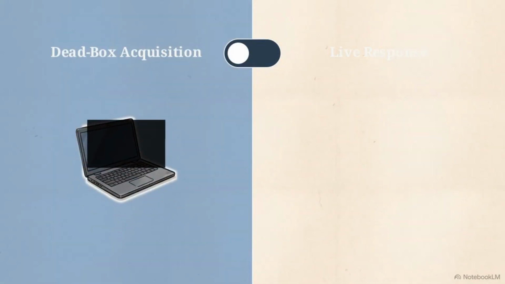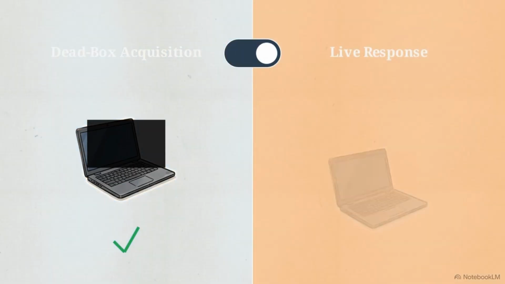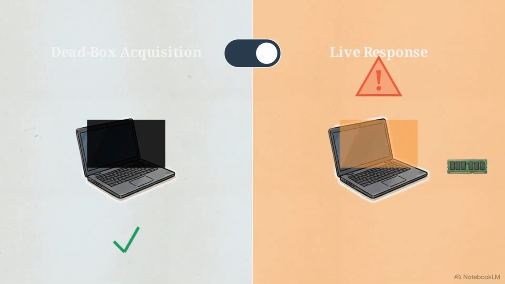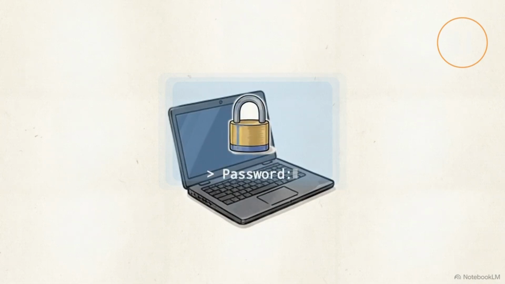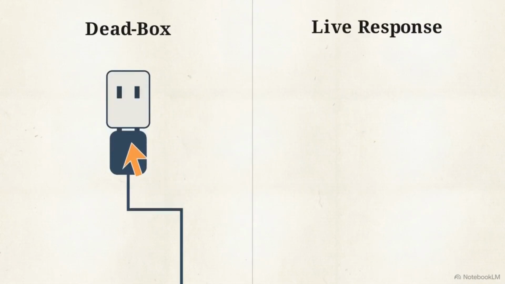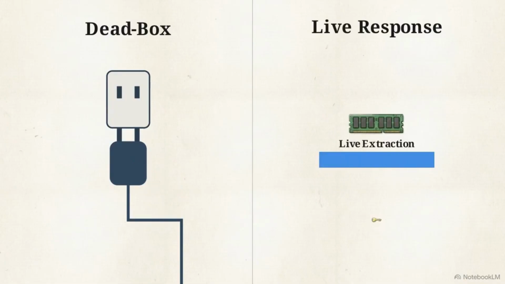Once the scene is secure, you face the major decision represented in this matrix. On the left, dead box acquisition, the device is powered off, making the capture safe and verifiable. On the right, live response, the device is running, requiring an immediate extraction of memory that carries a high risk of altering the system. Pause the video and consider this scenario. You find a suspect's laptop powered on, and you know it uses heavy full-disk encryption. Do you pull the power port to preserve the hard drive state, or do you attempt a live extraction?